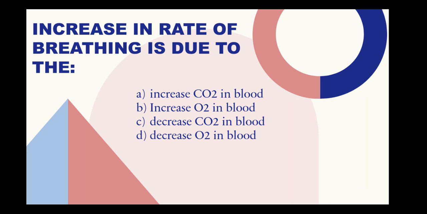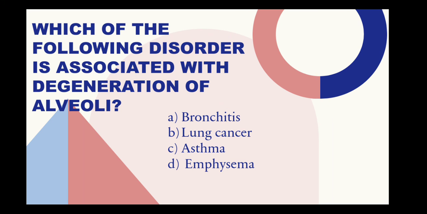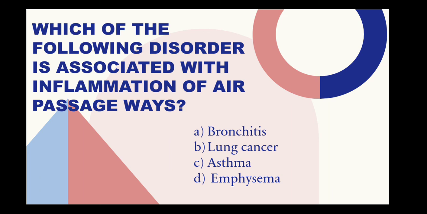Increase in rate of breathing is due to the increase in carbon dioxide in the blood, or increase in oxygen in the blood, decrease of carbon dioxide in blood, or decrease of oxygen in blood. Which of the following disorders is associated with degeneration of alveoli? Bronchitis, lung cancer, asthma, or emphysema? Which of the following disorders is associated with inflammation of air passages? Bronchitis, lung cancer, asthma, and emphysema.